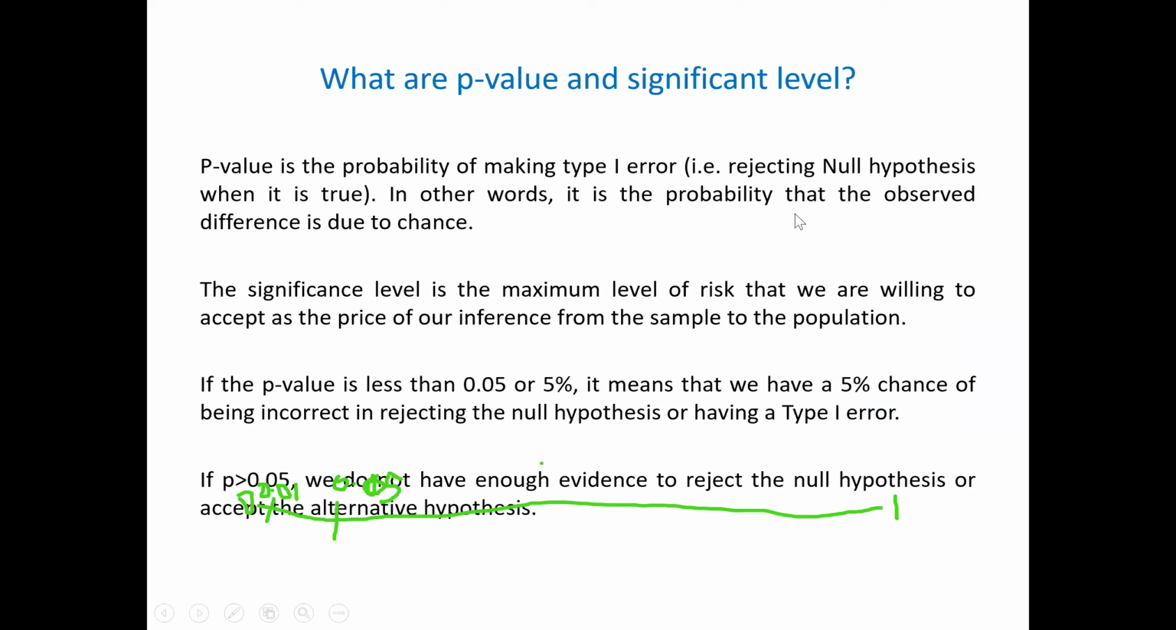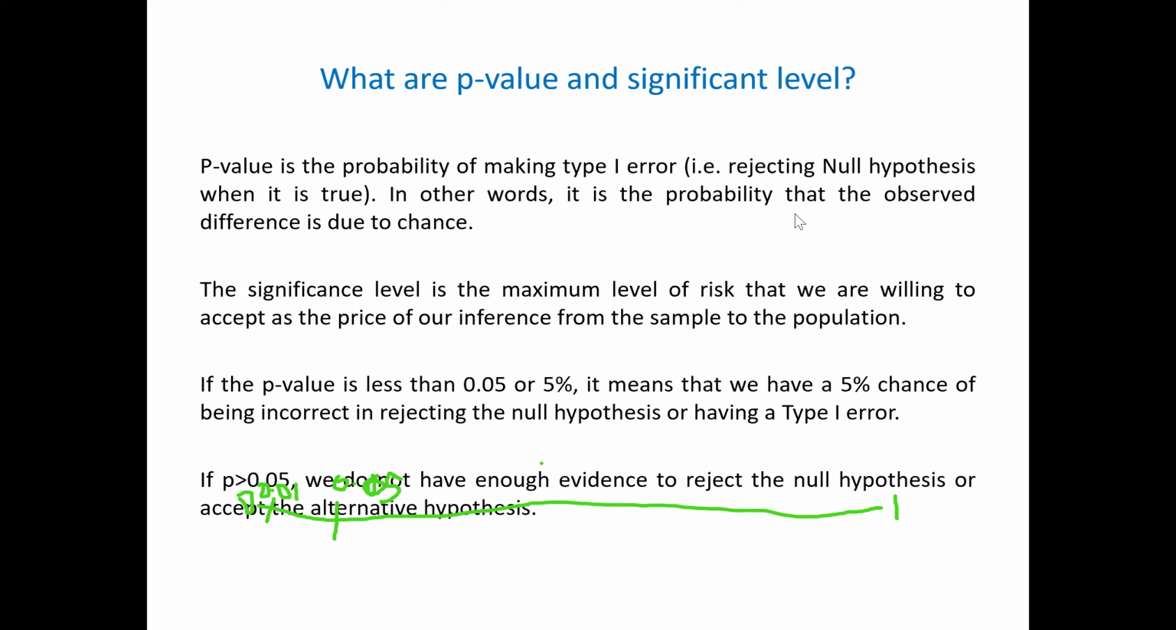So I think some of those things are said. P-value is probability of making type 1 error and rejecting null hypothesis when it is true. In other words, it is the probability that the difference is due to chance. The significance level is the maximum level of risk that we are willing to accept at the price of our inference from the sample. So if the p-value is less than or equal to 0.05, it means that we have a 5% chance of being incorrect in rejecting null hypothesis, or having type 1 error.